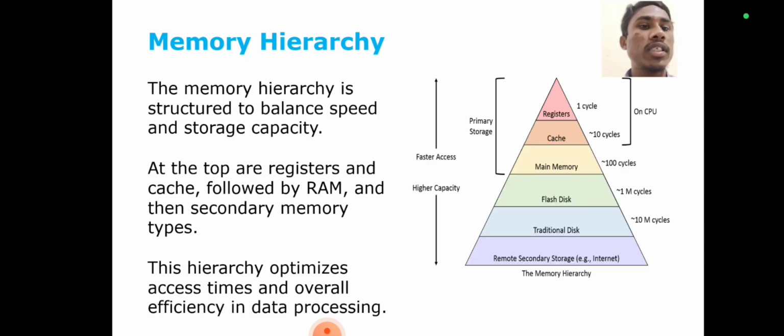This is the memory hierarchy. I can discuss first of all registers, cache memory, main memory, and flash disk, traditional disk, and remote secondary memories. These are the memory hierarchy of a computer system. The memory hierarchy structure balances speed and storage capacity. At the top are registers and cache, followed by RAM and then secondary memory types. This hierarchy optimizes access time and overall efficient data processing. This is the memory hierarchy structure diagram.